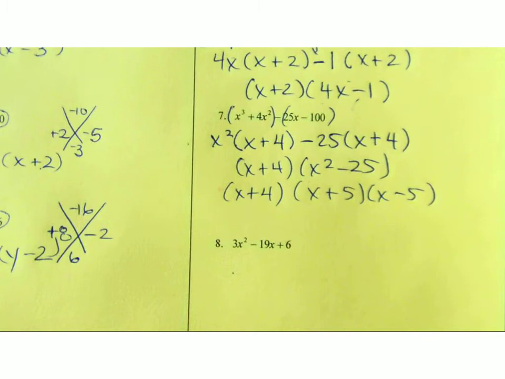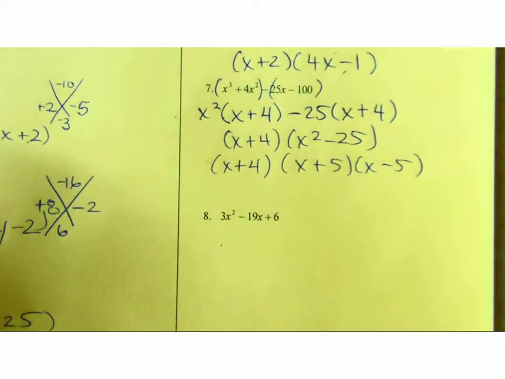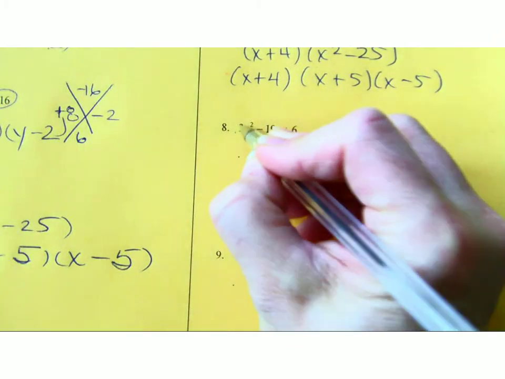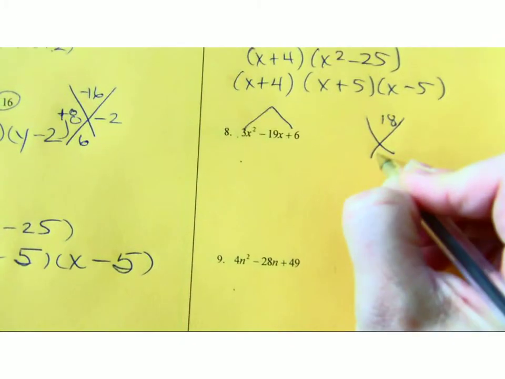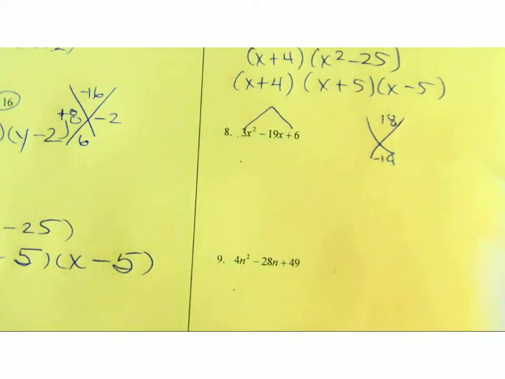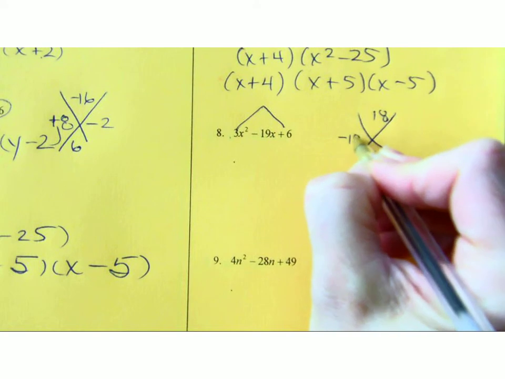Both of those are perfect squares, so you have your x plus 4 times your x plus 5, x minus 5. Got it? It's the same problem as number 4, basically. You had an x squared minus 25 in two problems. I need to redo this task. Okay? All right, next problem.